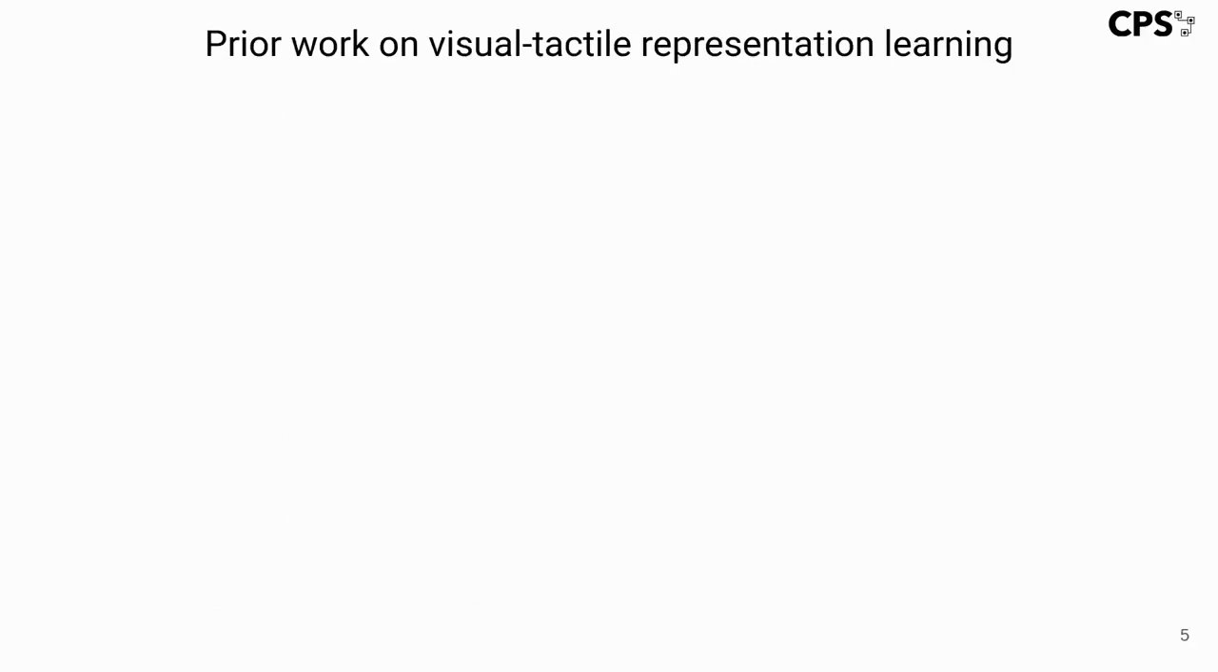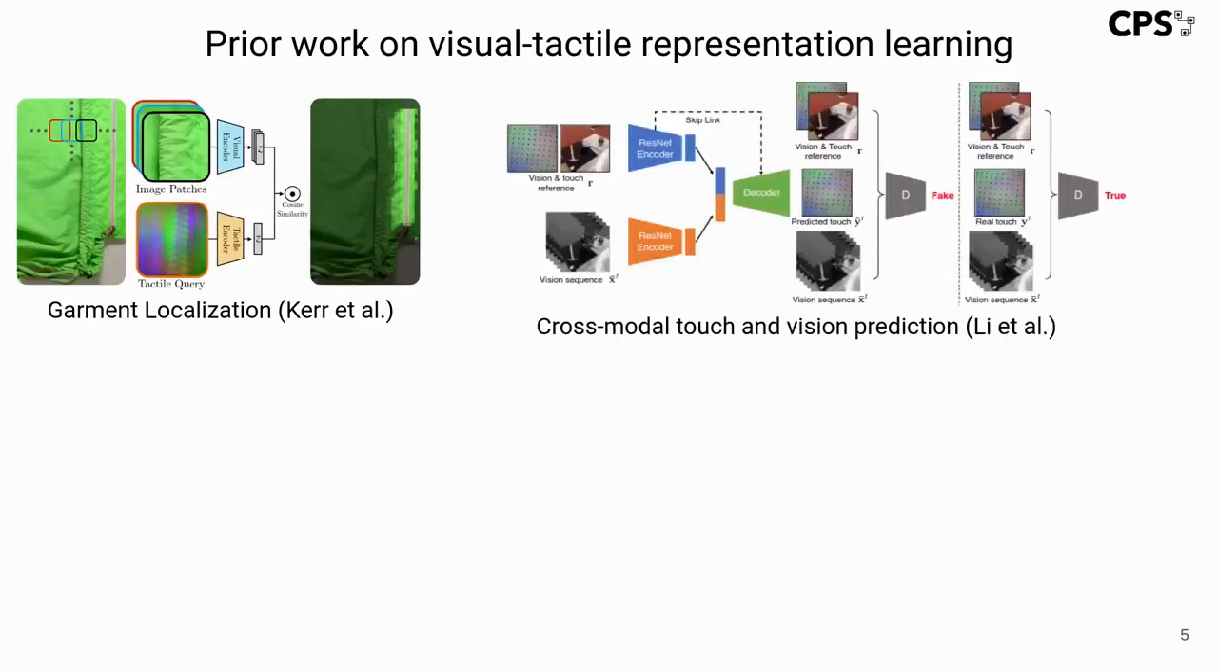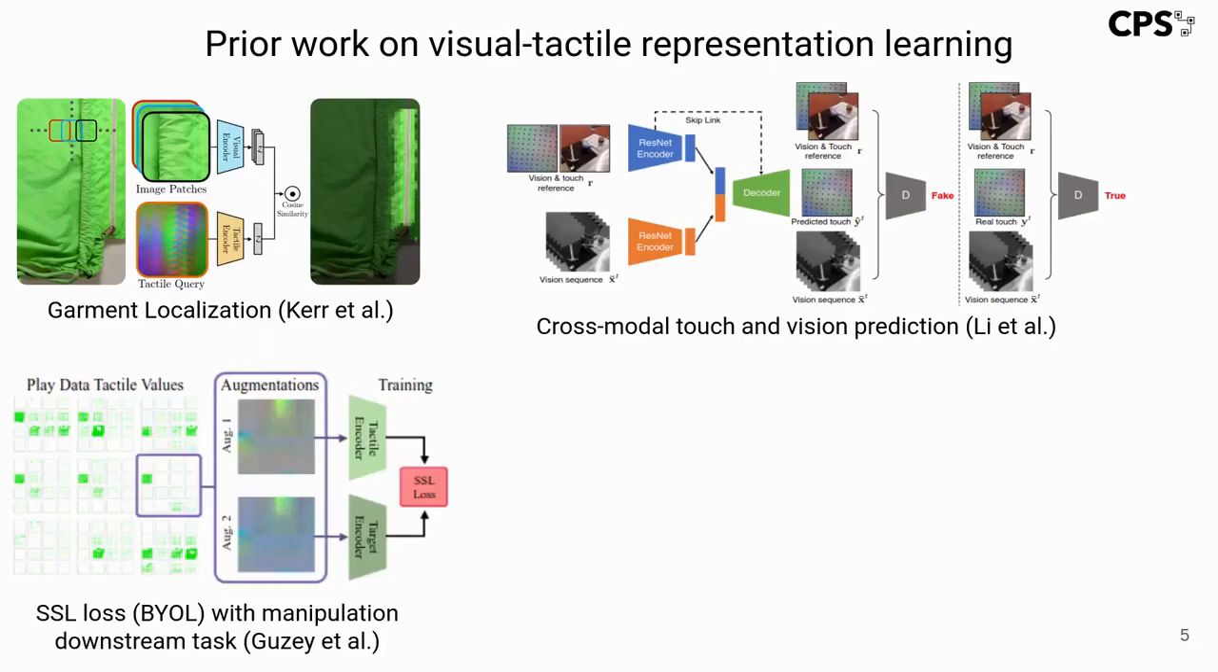Recent developments in visual-tactile representation learning build upon a range of innovative methods. For example, the use of cosine similarity for aligning tactile and visual data has been applied in garment localization tasks. Another notable approach involves cross-modal conversion between tactile and visual images, though its application is limited due to challenges in generalizability. Guzey et al. notably stand out by utilizing tactile data and augmentations to learn a self-supervised learning loss and learn downstream manipulation tasks, but it does not incorporate visual images.